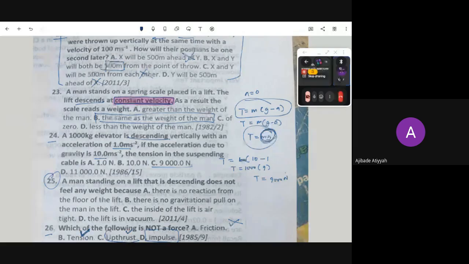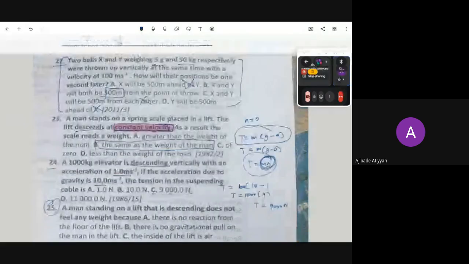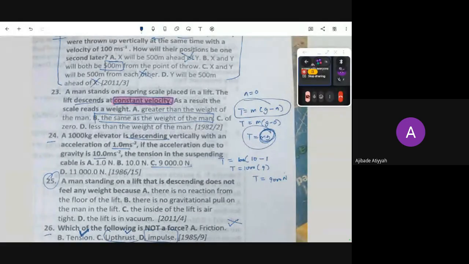That's correct. It is the force in a liquid. We call it buoyant force. And here, the correct answer to 25 is A. There's no reaction from the floor of the lift. That is why the man standing on the lift is not going to feel any weight.